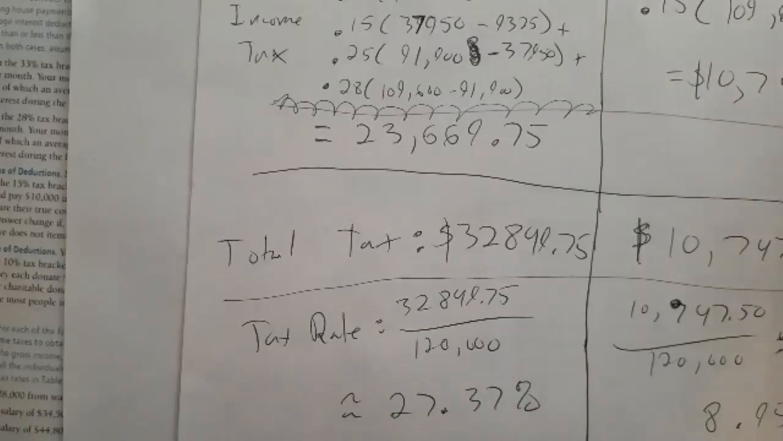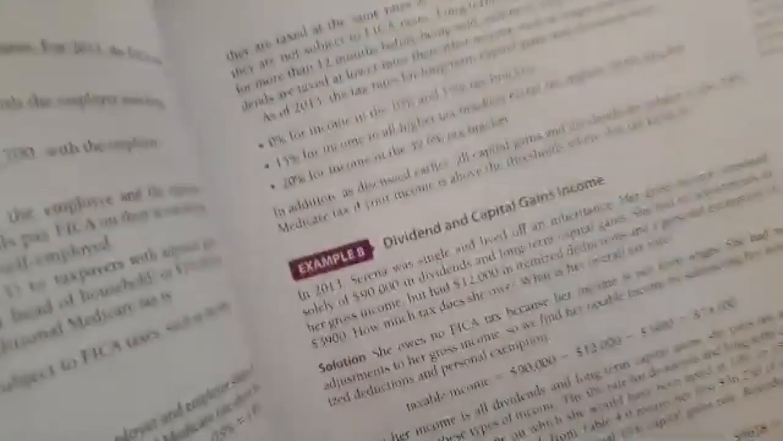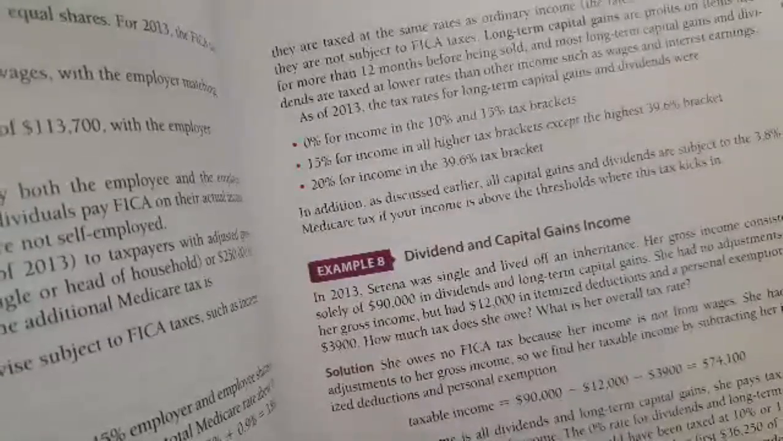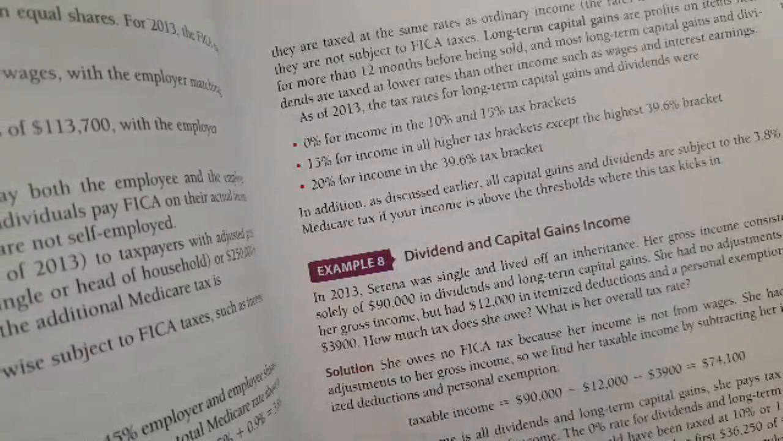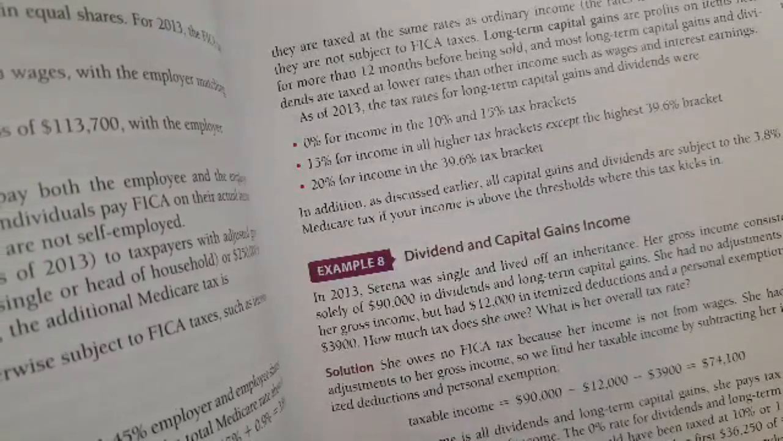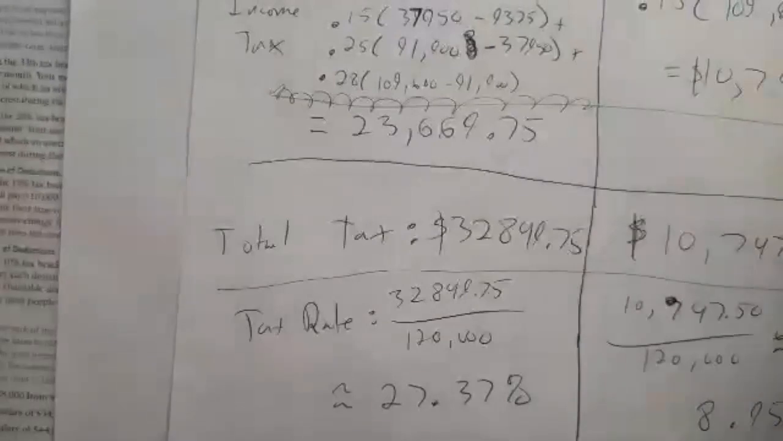To find capital gains, that is a little bit of a different beast. So here are the sort of rules to finding capital gains. So we use the same sort of table, but the percentages are different. So it's 0 for 10 and 15. It's 15 for higher brackets except for 39.6. Okay.